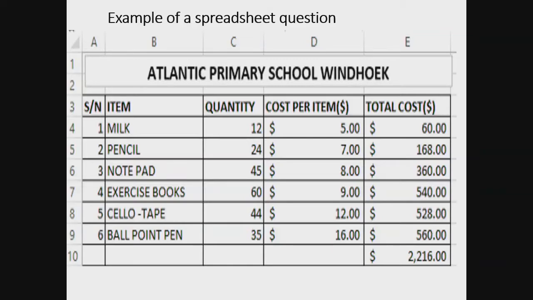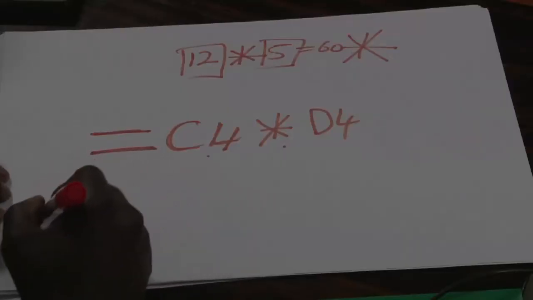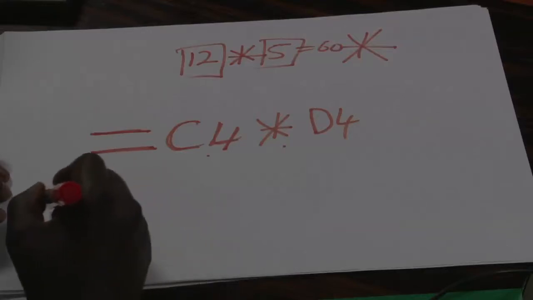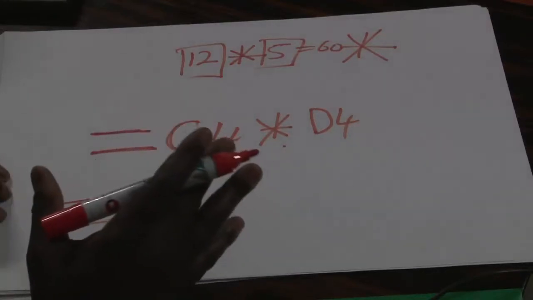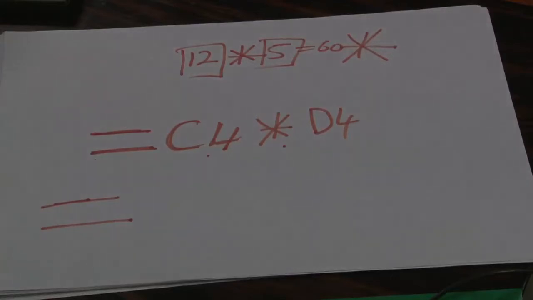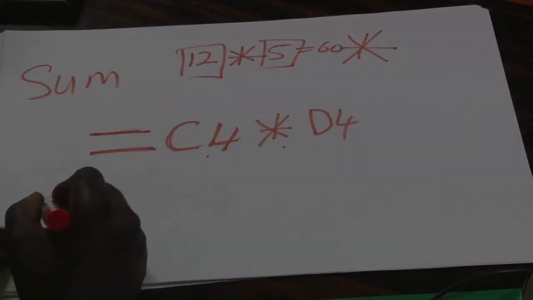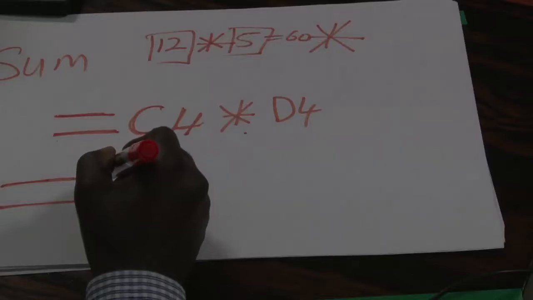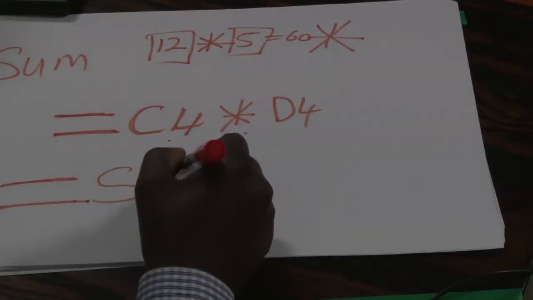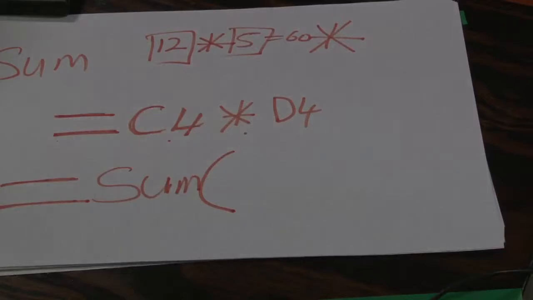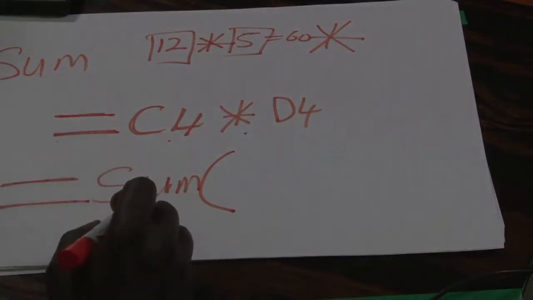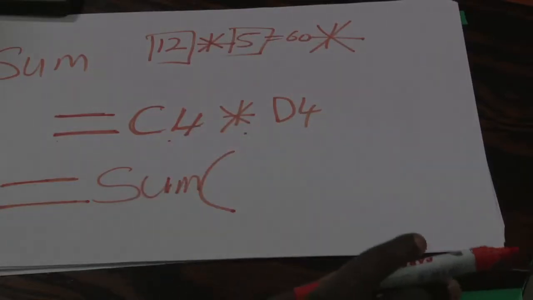So let's now put it in the form of a formula in Excel. Remember what I told you? The first thing you say is equal sign. Now there are two ways I can use here when it comes to addition. I can use my function, which is called the sum, or I can take them one by one. First of all, I'm going to use the sum function. So I say equal sum, you open a bracket. Sum is a function that is used in adding values together.